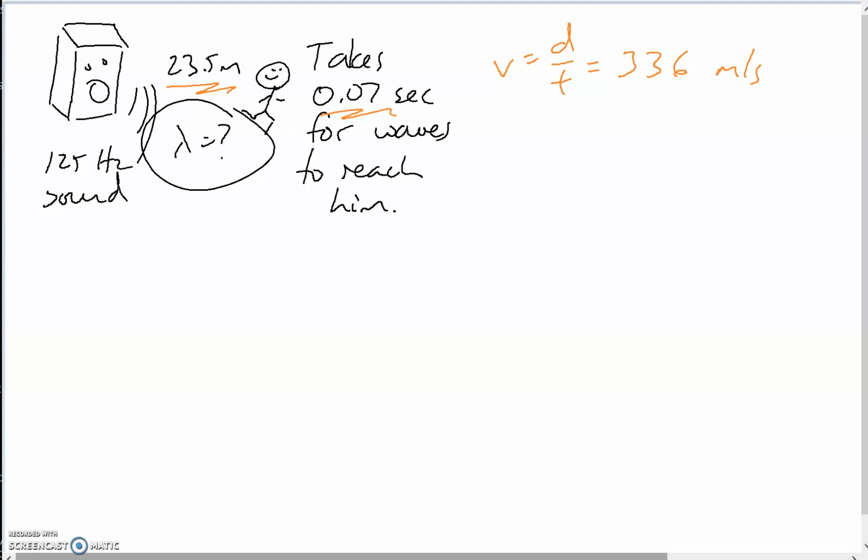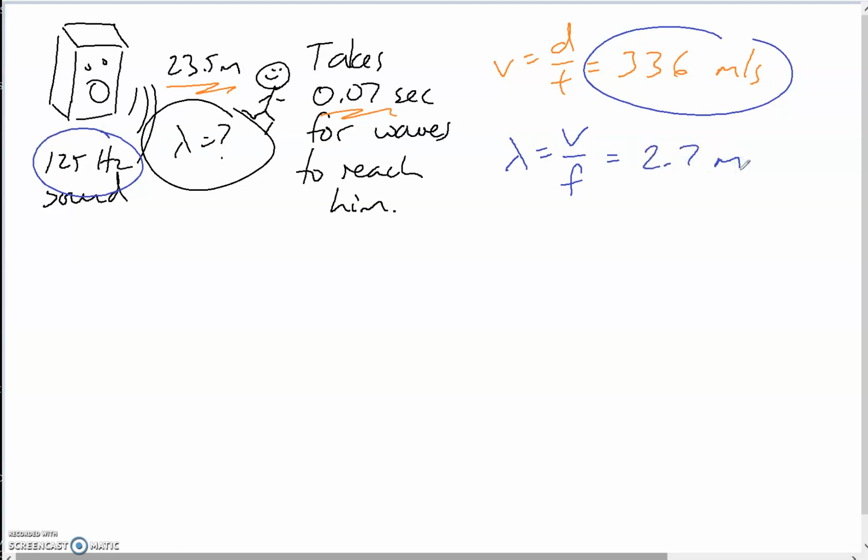And then to find the wavelength is v divided by frequency. Well, I've got my v right there, and I've got my frequency right there. So I just have to divide them out, and I get a wavelength of around 2.7 meters. So almost 3 meters long. This would be a really, really low, crazy subwoofer type wave. Okay, all right, let's try something else.